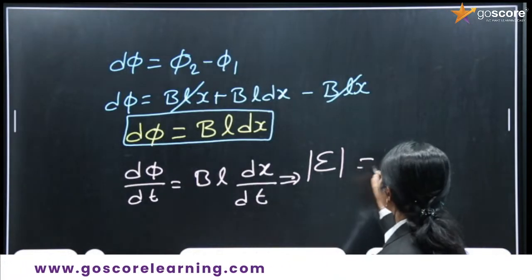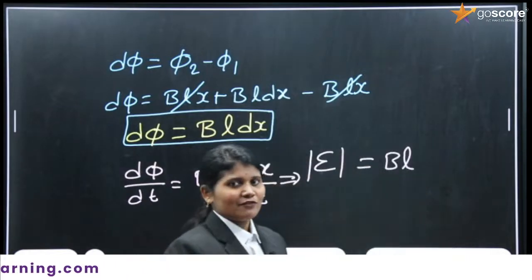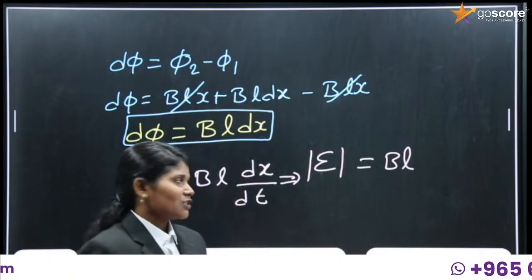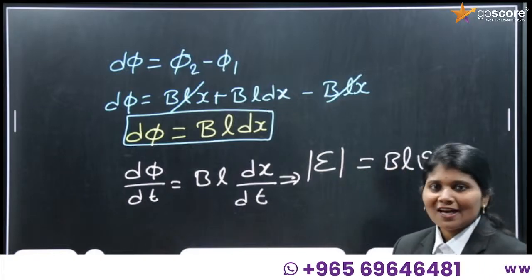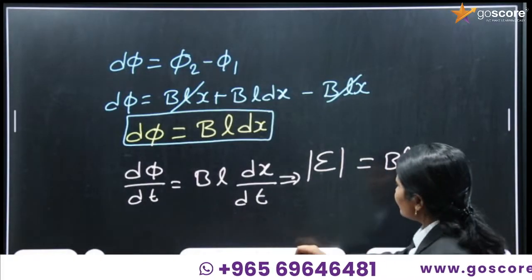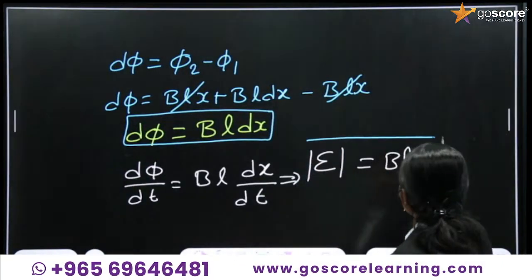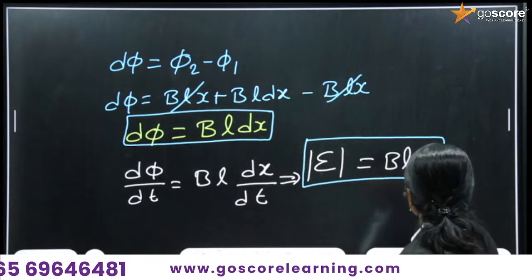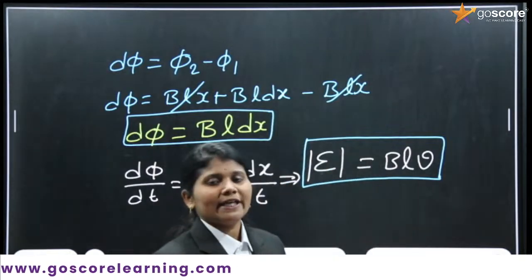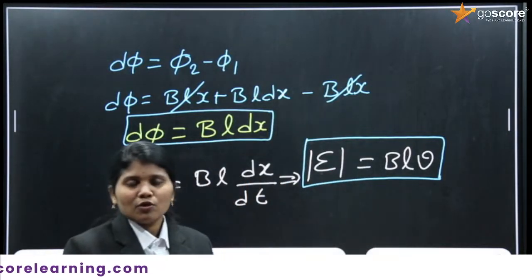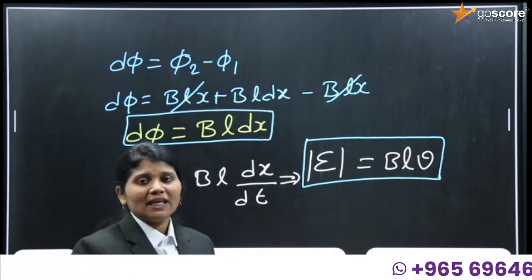EMF is equal to BL. We know that the rate of change of displacement is equal to velocity. dx by dt is equal to velocity. Then what is the formula for motional EMF? EMF is equal to BLV: magnetic field into length into velocity. This is the motional EMF by the changing of area.